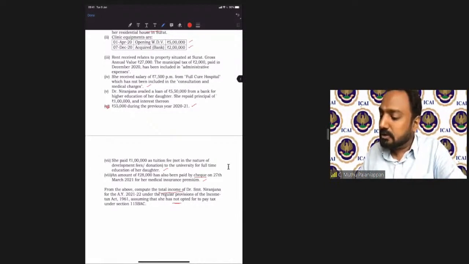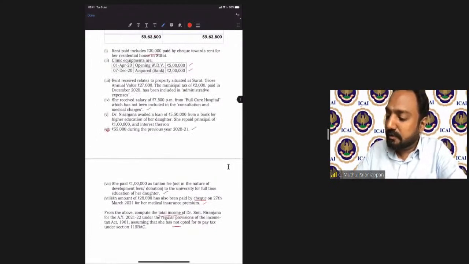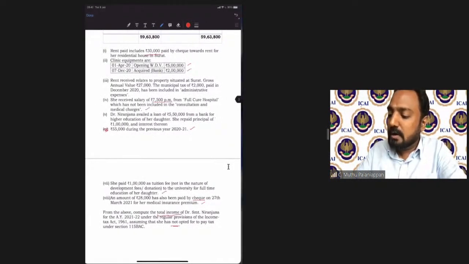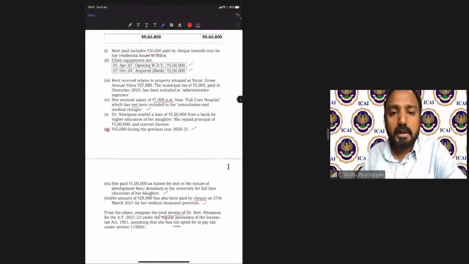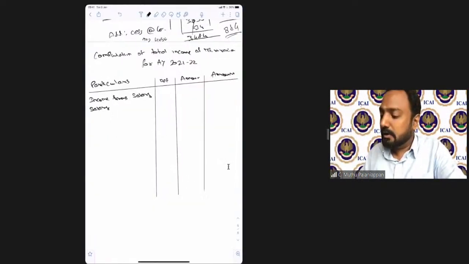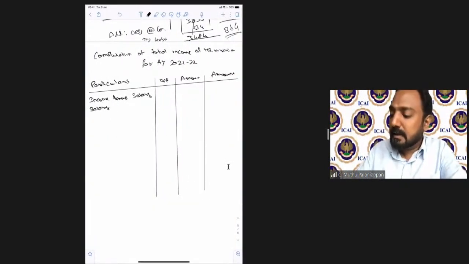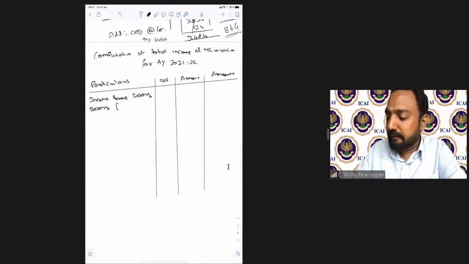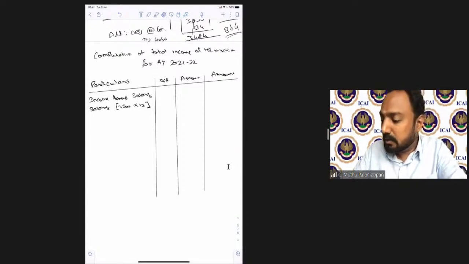So the question is about salary, 7,500 per month from full career, and it has not been included. So since it is not included in my consultation fee, I need not remove it there. I'm only going to do it here. So now income from salary is 7,500 into 12, right? So 7,500 into 12 is 84 plus 6, 90,000.